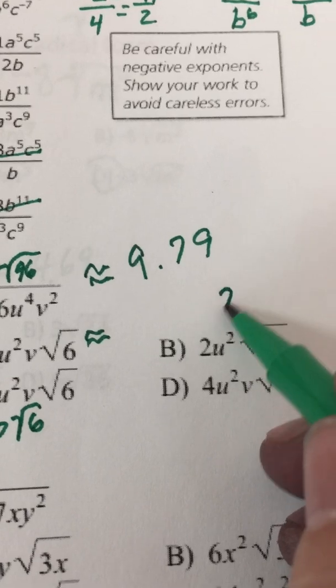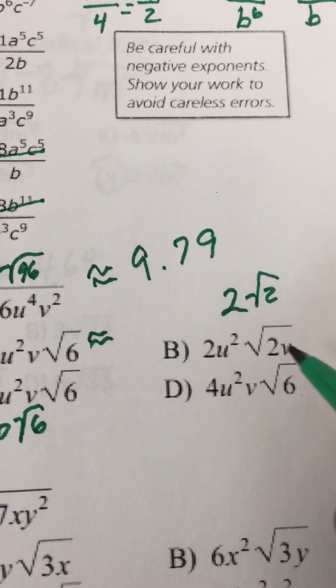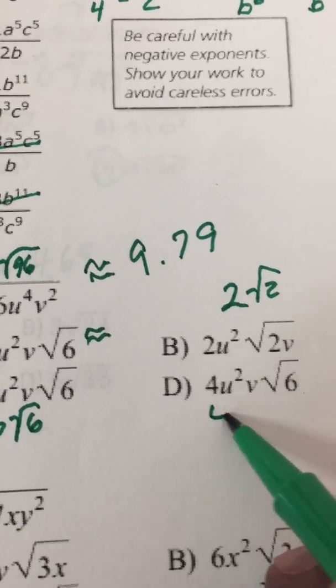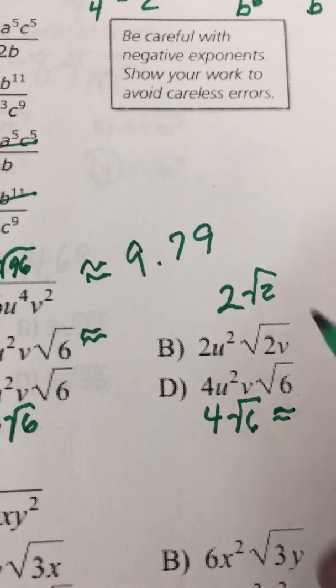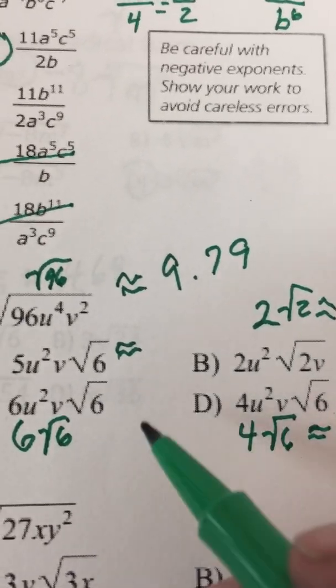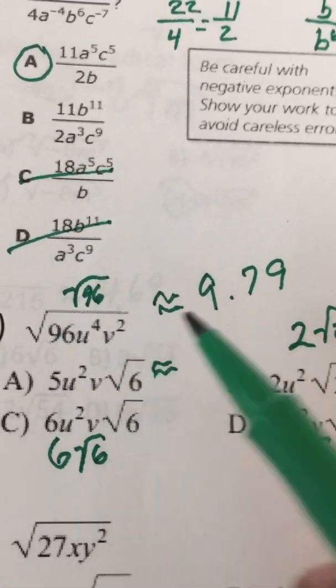This one over here is 2 times the square root of 2. I'm ignoring the v's and the u's. I'm just doing the number part. This is 4 times the square root of 6. I'm putting these in the calculator and seeing if any of these are equal to 9.79. So just check the number part and ignore the u's and the v's.